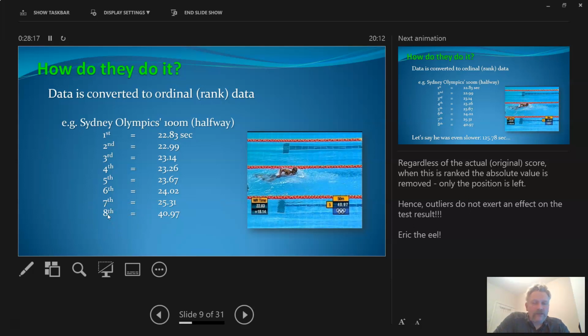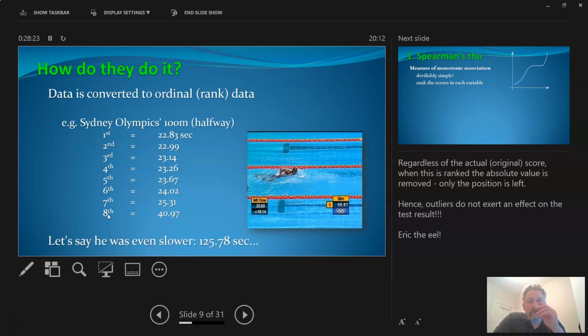Now, just to illustrate the beauty of converting to ordinal ranks, it doesn't matter actually what time he got. Let's say he was even slower. He was over 2 minutes. What position would he come in? Well, he'd still come in 8th. He could have taken 4 days to swim that 100 meters, and he would have still come in 8th position.